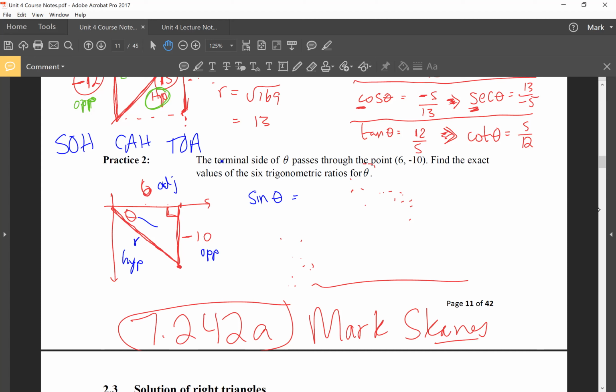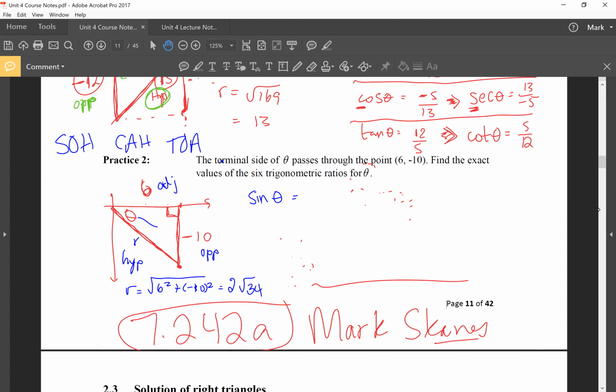We know that the hypotenuse, they call it r, is the square root of each side squared. So 6 squared plus negative 10 squared. First things first, I'm going to find the length of my hypotenuse. So it's the square root of 6 squared plus 10 squared, or negative 10 squared, same thing. And I will get 2 root 34.